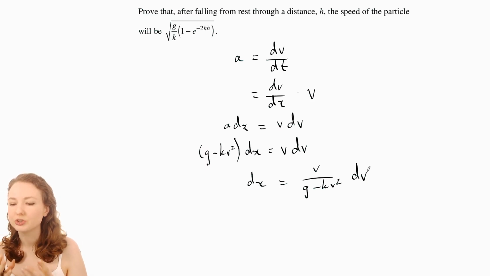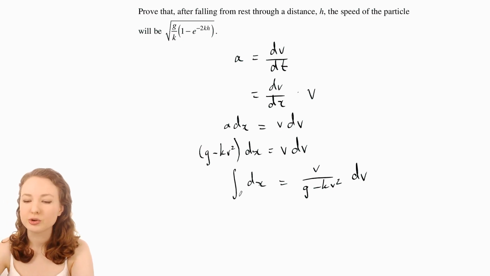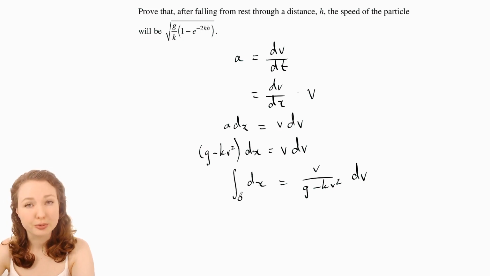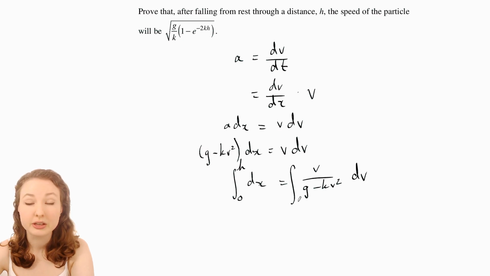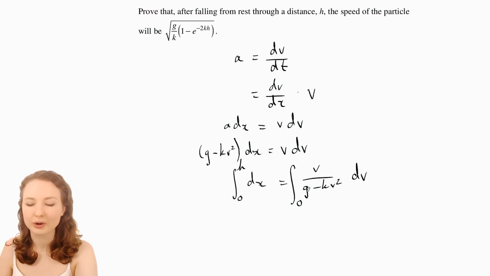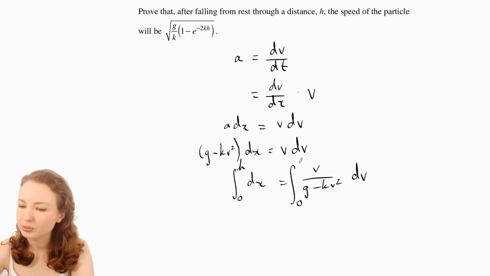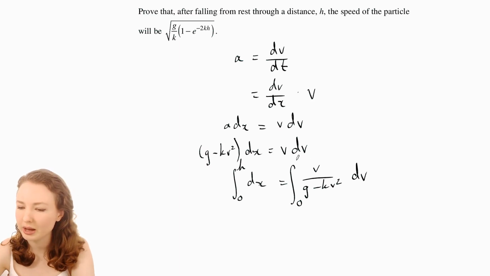But what I like to do is do it as a definite integral, so I'll say integral from where x runs from 0 up to h. Now when x is 0, v is 0, because it said it was falling from rest. So that means at the start the speed is 0. So that goes from 0 up to whatever speed it is when x is h. So I'll just call that big V, because really we should have a different variable here from the one that's in there.